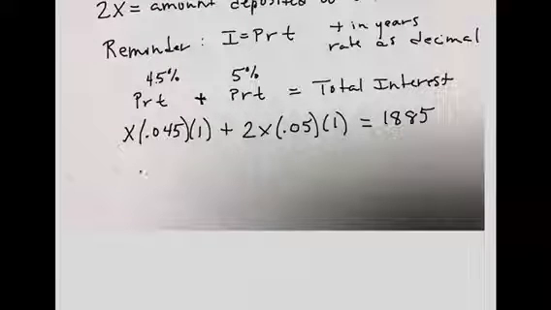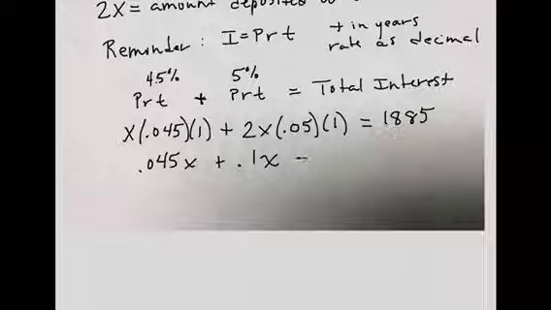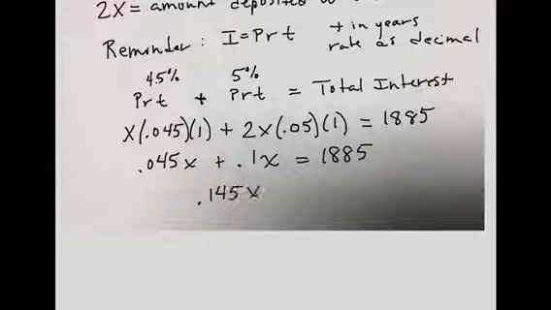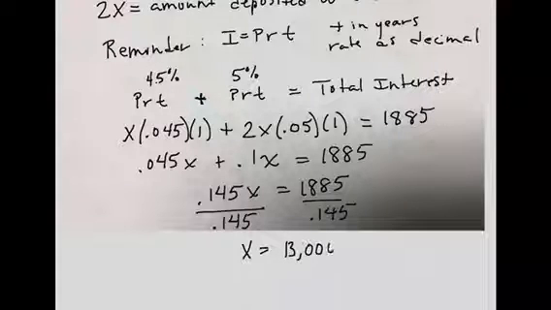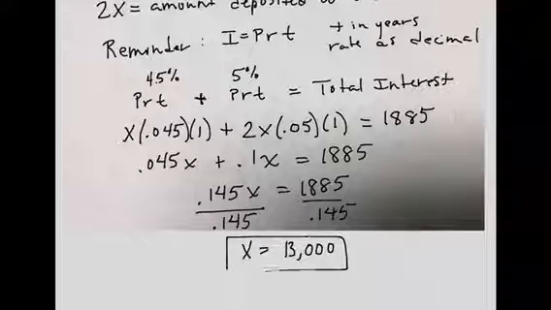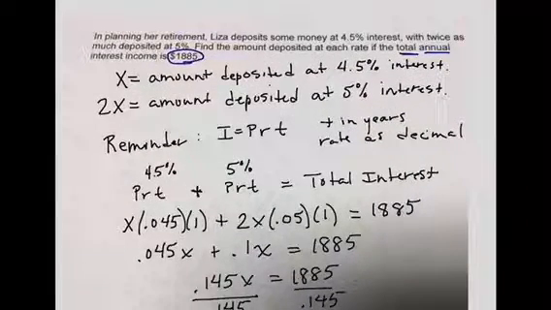Okay, so we have 0.045x plus 0.1x is equal to 1,885. Combine like terms, so 0.145x is equal to 1,885. Divide both sides by 0.145. So x is equal to 13,000.